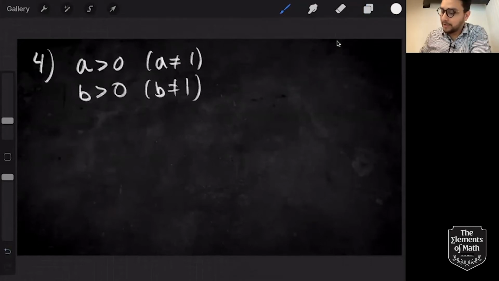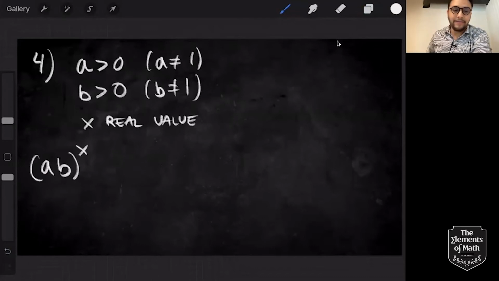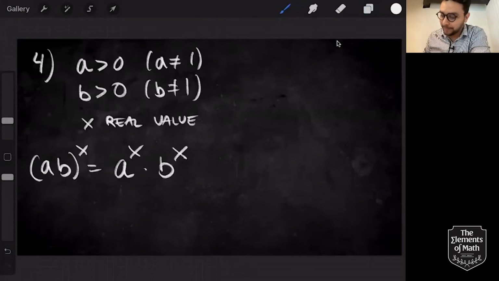If you have x a real value, when you multiply a times b and raise it to the power x, it means that I also have a to the power x times b to the power x. Okay, why? Let's see one example.